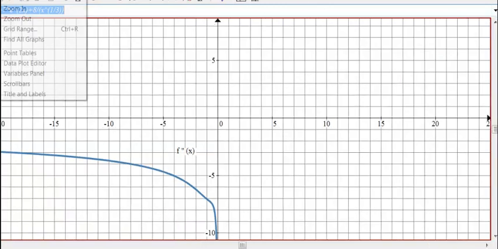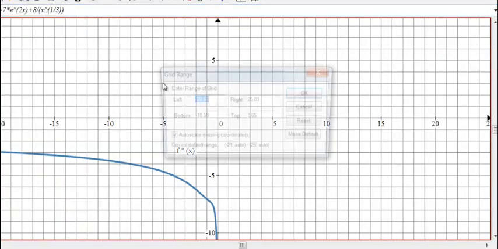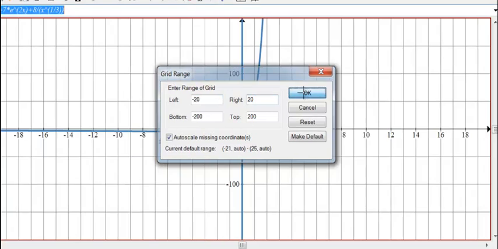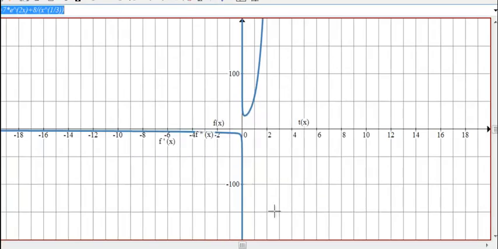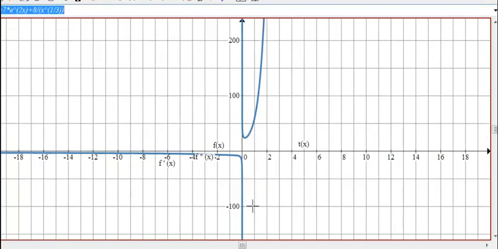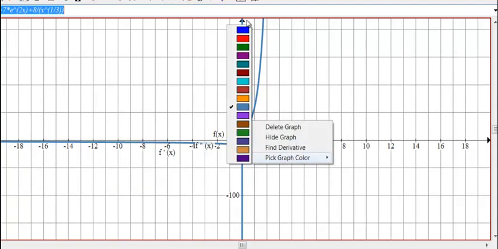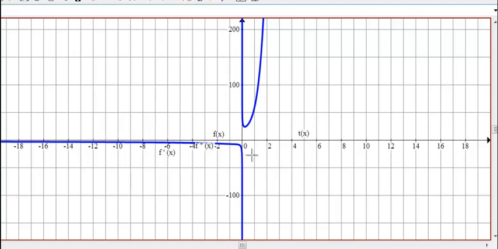And look at that. So let's change the grid range. So this grid range thing is a little tricky. Sometimes you have to experiment a little bit. There we go. We can see it a little better there. Okay. So that's our original function.